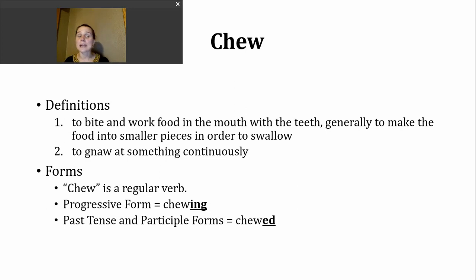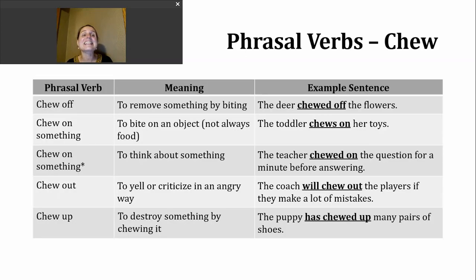Chew is a regular verb. To make the progressive tense, all we need to do is add ing to make chewing. The past tense and participle forms of this verb are formed by adding ed. And because this verb ends in a vowel sound, oo, the ed is going to make a d sound. Chewed, chewed.